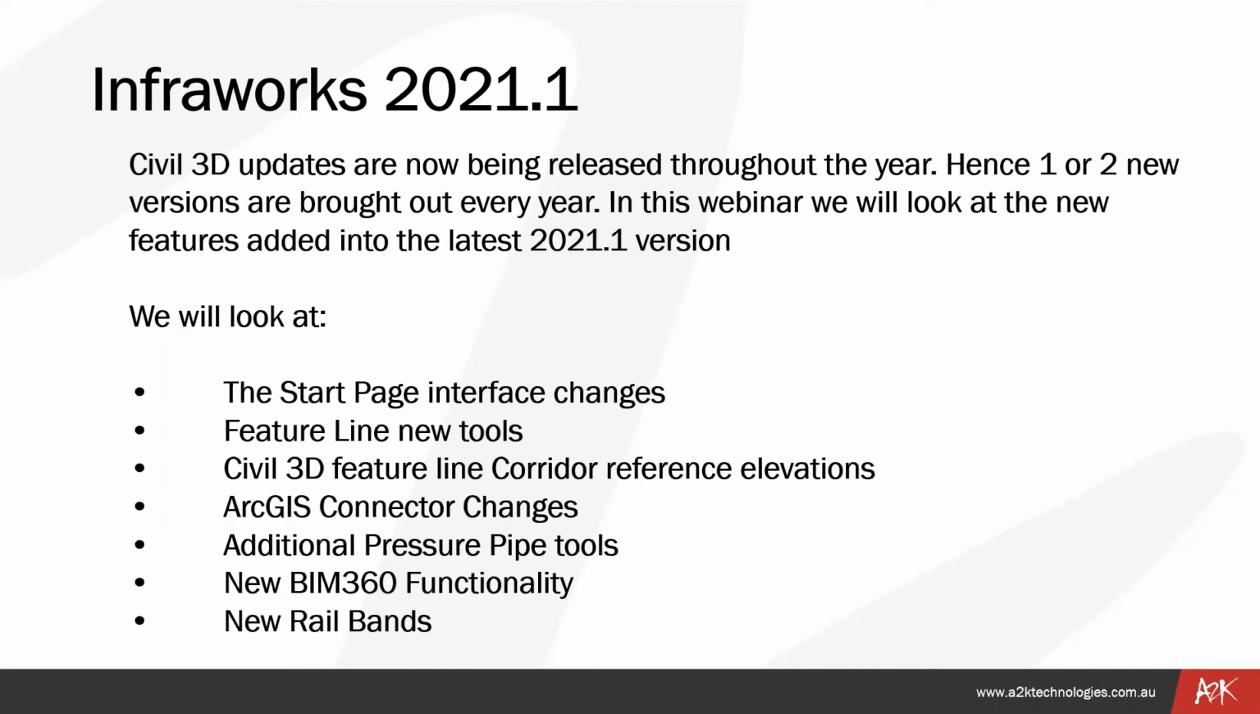Some additions to the pressure pipe tools. They're still being updated and worked on, or implemented and worked on. Then a little bit of change up in BIM 360, things people have been asking for a little while, and some bands in the long section for rail that we'll look at finally.